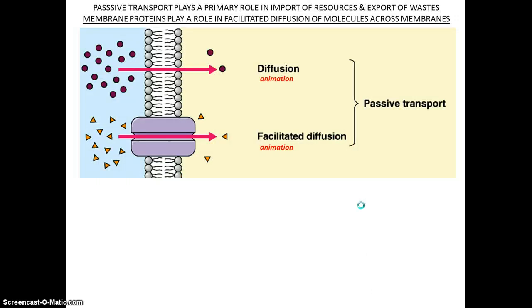Under passive transport, you have two types of transport. Diffusion is the random movement of molecules from high concentration to low concentration. Facilitated diffusion is again the movement of molecules from high concentration to low concentration, but this time with the help of a protein. This protein can act like a gate or a pore that facilitates the diffusion of particles, and usually these particles are large or charged and would not normally pass through the membrane.